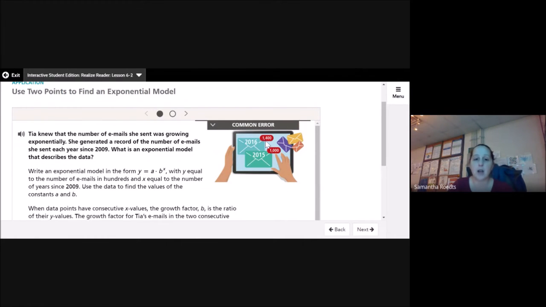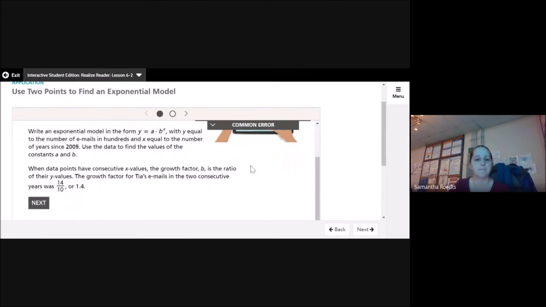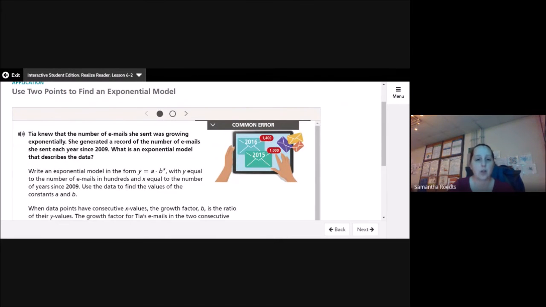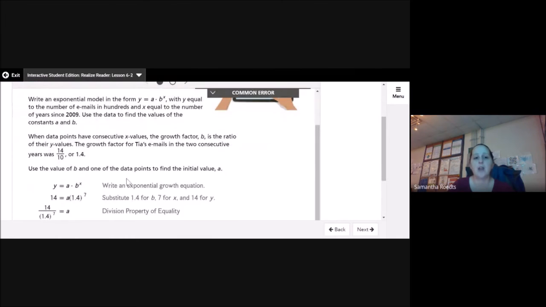So remember, we did in hundreds. So if I divide both of these numbers by 100, I get 14 and 10. So 14/10 or 1.4. Okay, so it is an exponential growth. So I took the larger one divided by the smaller one. Okay. Use the value of b and one of the data points to find the initial value a.